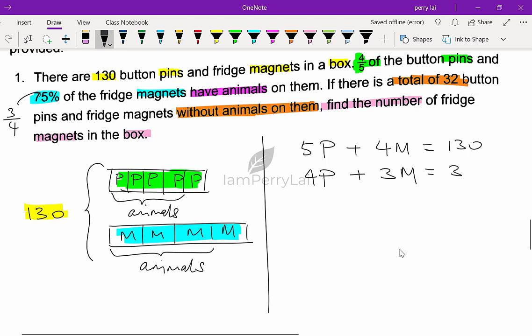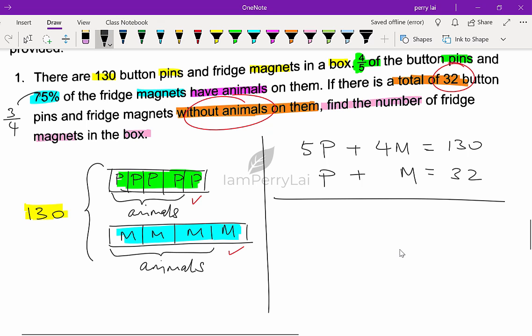Oh, wait. This and this actually, the number 32 is without animals. So without animals is over here and over here. So 1 part pin and 1 part magnets is 32 items. Right. So how do we solve something like this?